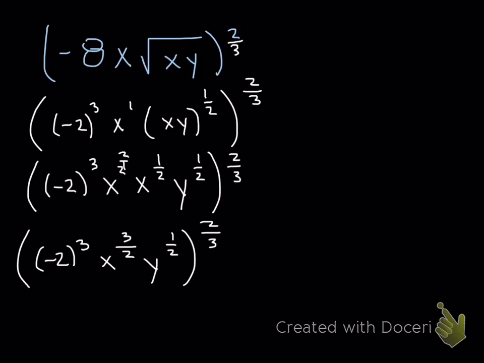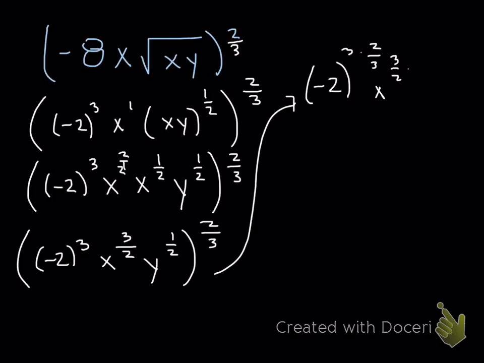So now, again, I'm writing a product to a power. So all of these exponents get multiplied by the 2/3. So my -2, I'll have 3 times 2/3. And then x, I'll have 3/2 times 2/3. And then the y will be 1/2 times 2/3.